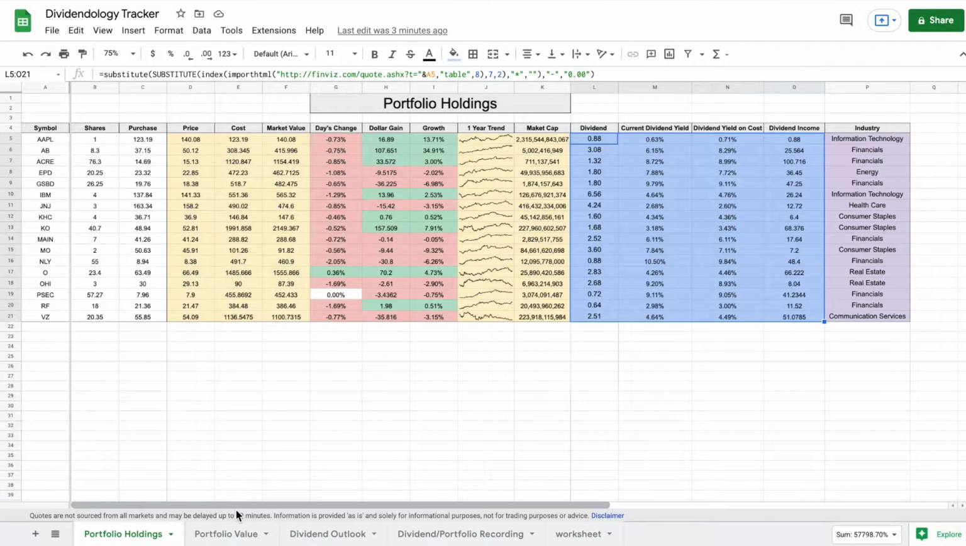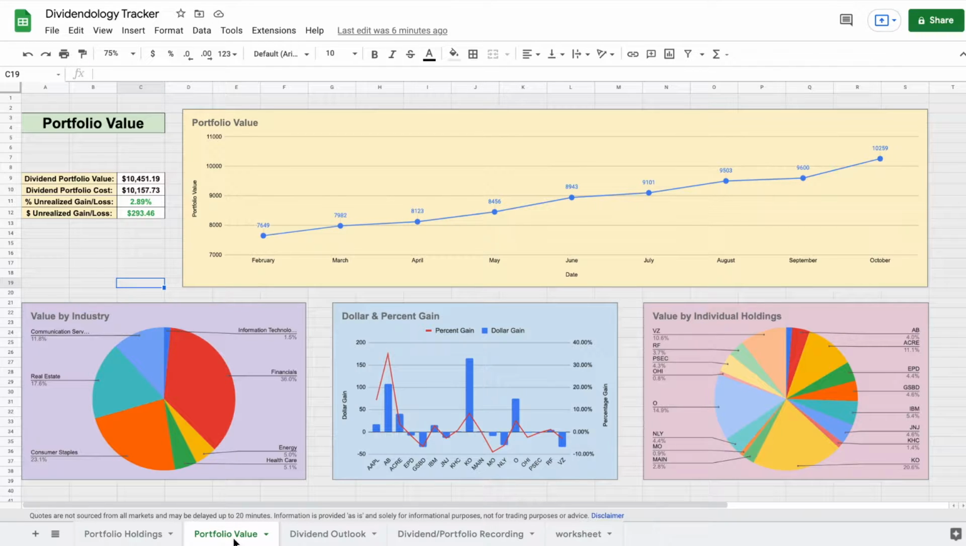So let's go ahead and look at my portfolio value tab. Here on this huge chart, you can see how the value of my portfolio has increased over time. I started tracking this back in February, and the current value of my portfolio at the time was just about $7,600, and at the beginning of October, it was about $10,259. This is partly due to some realized and unrealized gains, as well as me adding capital to different positions in my portfolio.